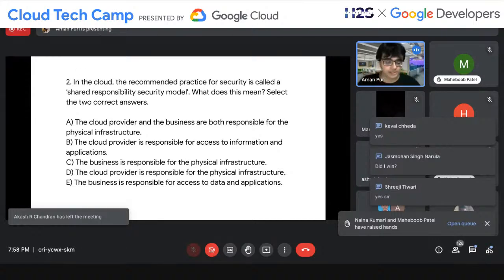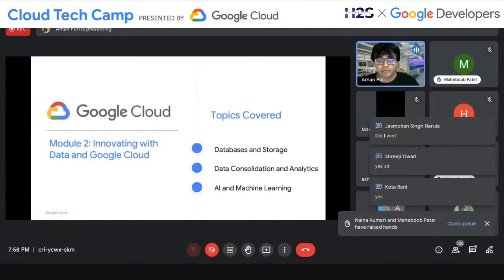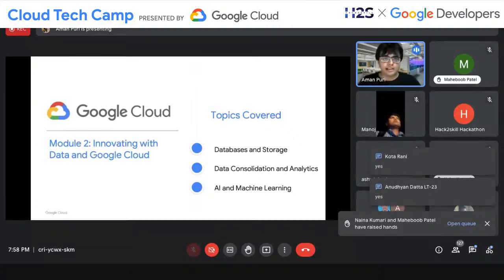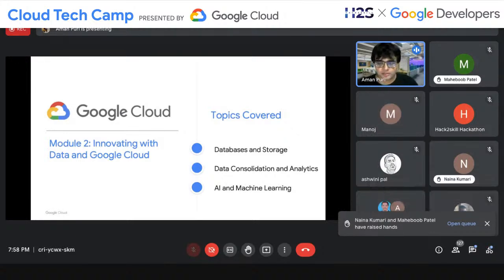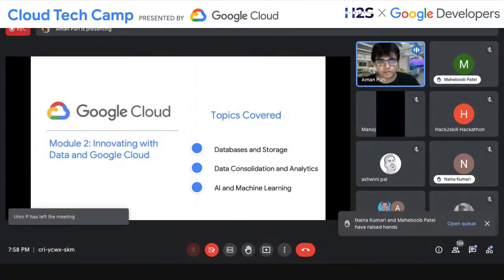All right, fantastic. Let's go with the second module, and this covers the data solutions in cloud. Till now, what I talked about was how the shared responsibility model works in Google Cloud, how the data services work, how the infrastructure services are available in Google Cloud, and that there are many more services involved. But what about the data solutions, and how does Google Cloud innovate with its different data solutions?